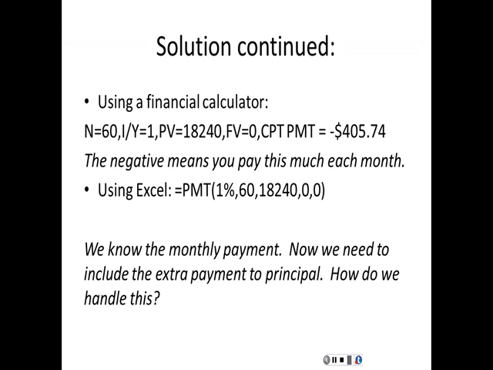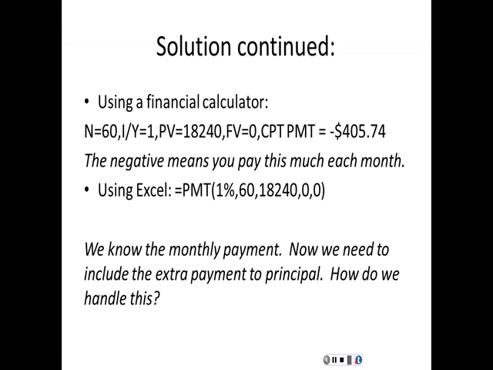Notice you get a negative when you compute this payment. That means you will be paying money out of your pocket. And the easiest way to remember pluses and minuses on a calculator is which direction the cash is moving. If it's coming to you, it's a positive. If you're paying something out, it's a negative.